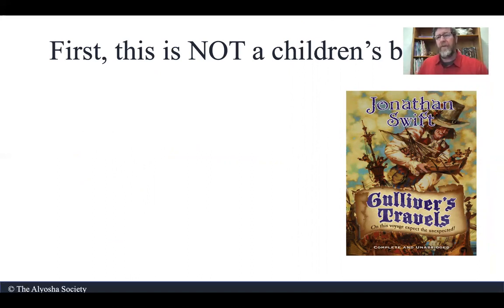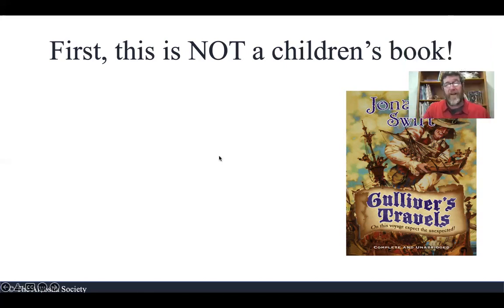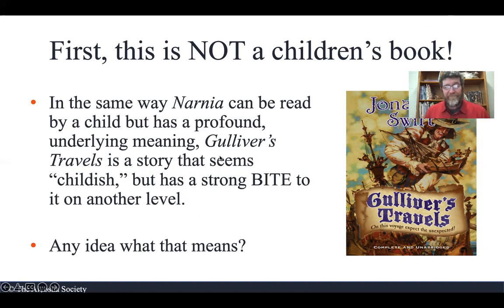Well, first of all, I want to reiterate, this is definitely not a children's book. You could read this to children, and I think they would find it fascinating. But they wouldn't be getting everything out of it necessarily that Jonathan Swift wanted us to get out of it. So it's sort of like Narnia. When you read Narnia to little kids and they love Aslan and they love the wonder of Narnia and the talking animals, that's really cool stuff.